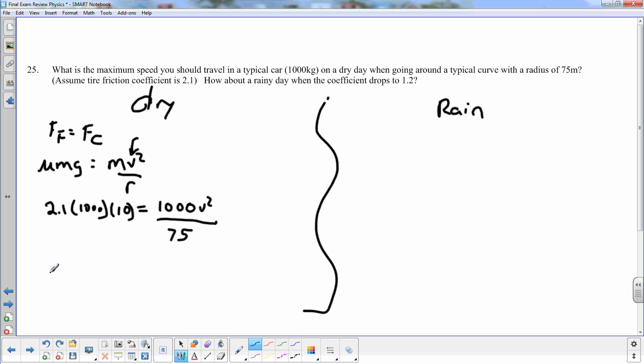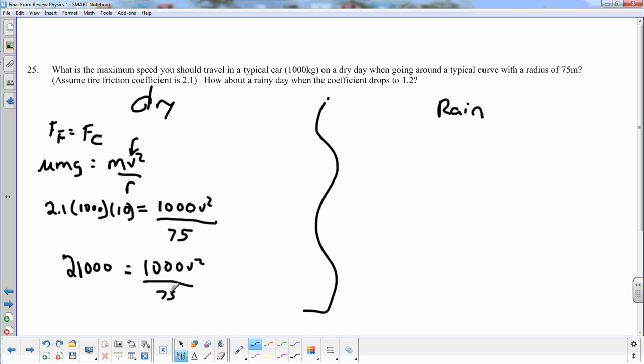Because I'm at the bottom of the page, I'm just going to take the square root of 1575. So you should get a velocity of 39.68 meters per second. Now, when it rains, I'm going to save myself some headache here.